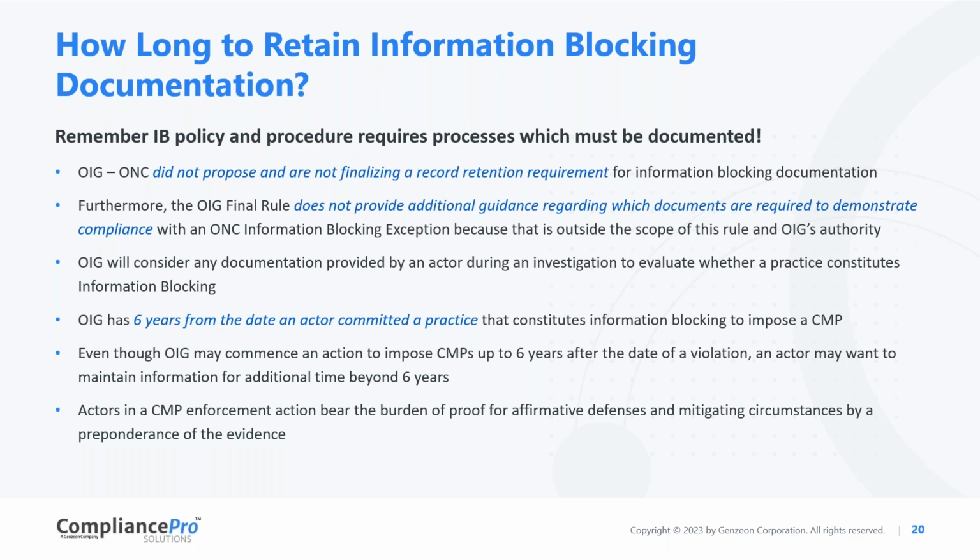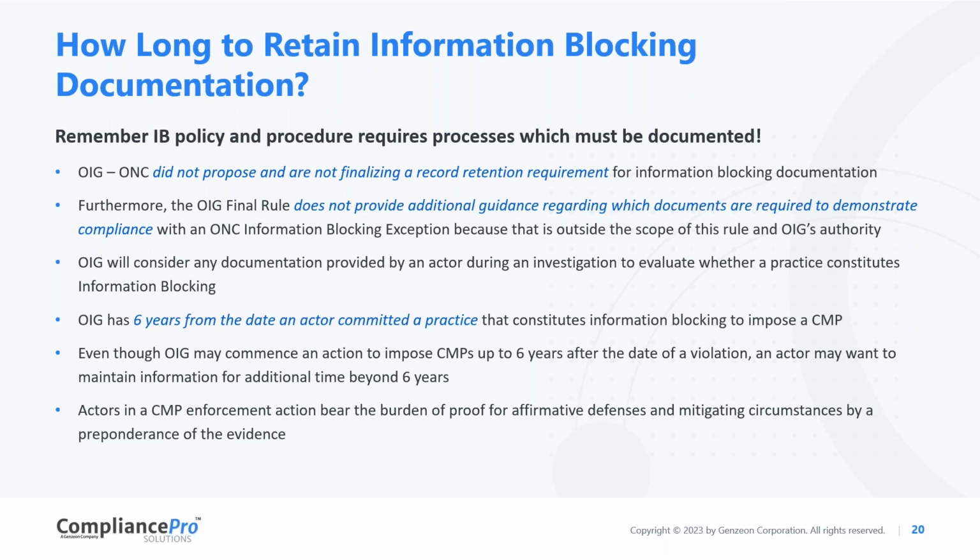How long do you retain information blocking documentation, meaning compliance documentation? Well, at least 6 years. So there's no record retention requirement for information blocking documentation. And they don't really say what documents you have to keep to document when you've invoked information blocking exceptions.